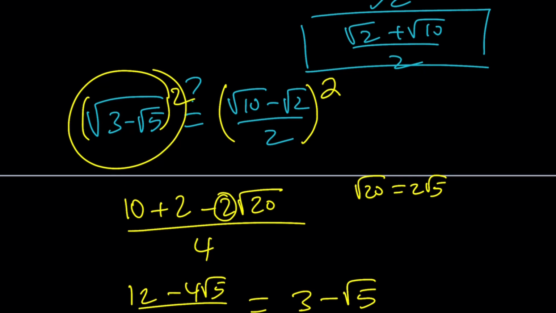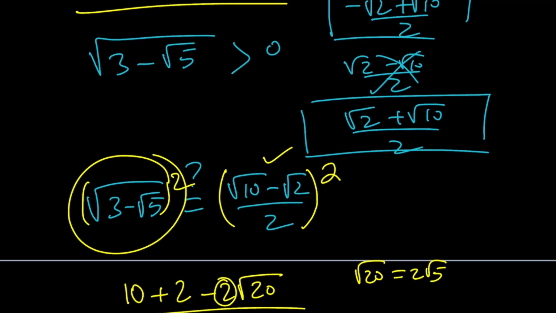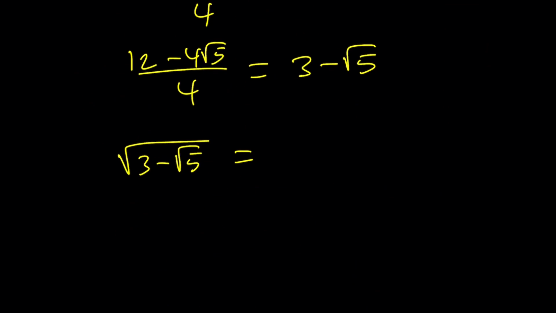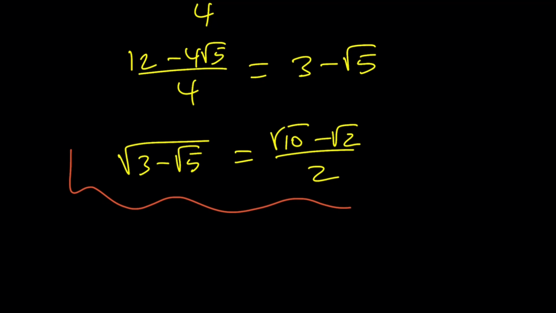Therefore, this is the answer. Make sense? To keep a long story short, square root of 3 minus root 5 is equal to root 10 minus root 2 over 2. I know it's kind of hard to believe, where does the root 10 come from? But if you square both sides, again, we just did, you'll see that it actually works. So that will be the answer.